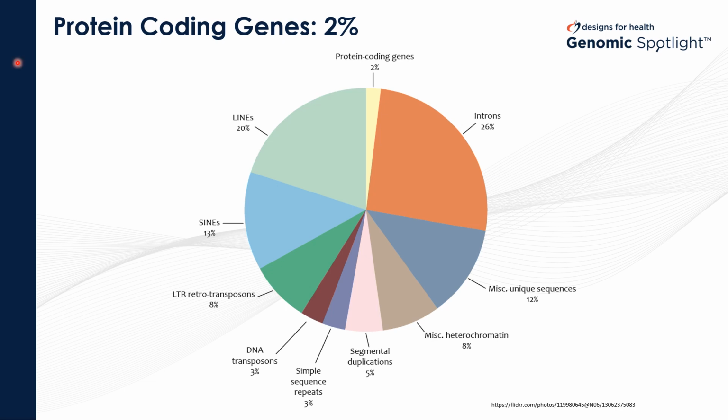Now let's briefly look at a couple other parts of the genome. LINEs are long interspersed nuclear elements. These are a type of retrotransposon that is found in large numbers in eukaryotic genomes, such as humans. LINEs are transposable elements, which means they can move around the genome. They're capable of copying themselves via an RNA intermediate and then reinserting themselves back into the genome.